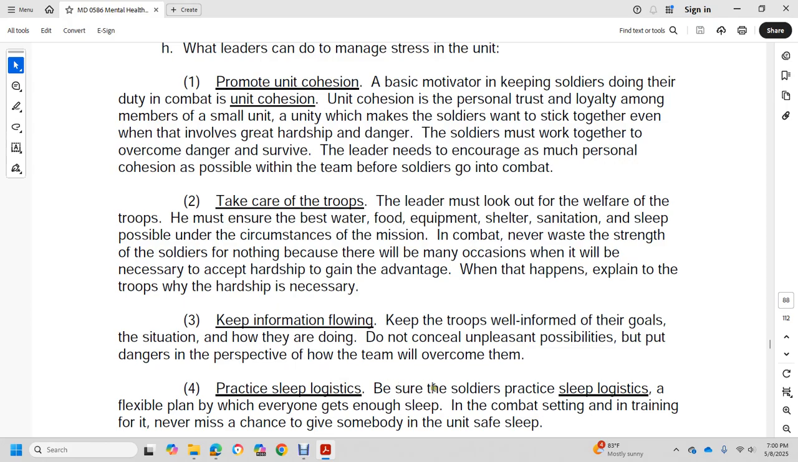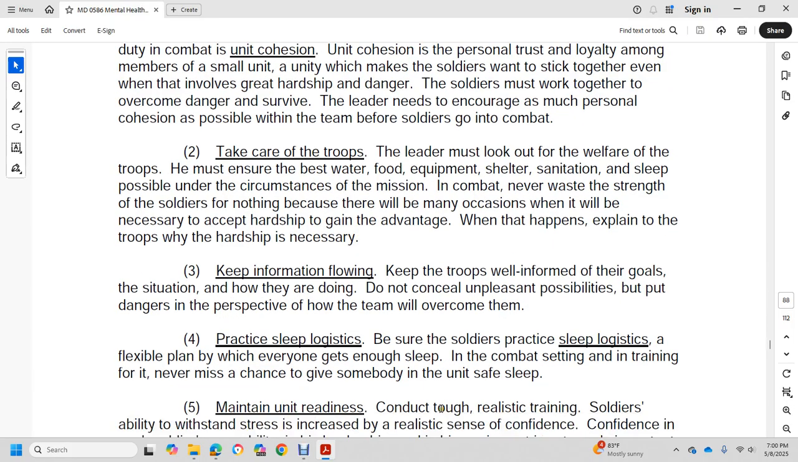Prepare sleep logistics before soldiers practice. Sleep logistics means a flexible plan where everyone gets enough sleep in the combat setting and when training for it. Never miss the chance to let somebody in the unit get safe sleep.